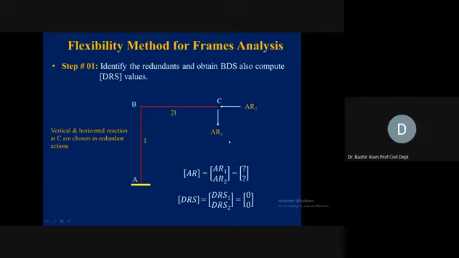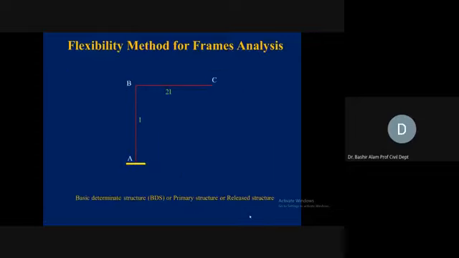Now AR1 and AR2 are our unknowns, and as we don't have any pre-settlement corresponding to these redundant actions, we declare DRS1 and DRS2 equal to 0 and 0. Now this is our basic determinate structure, which is also known as the primary structure or release structure.